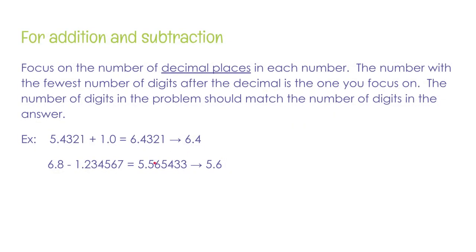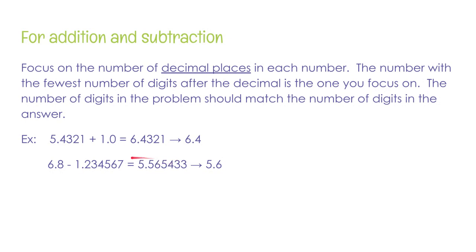That's addition. Subtraction is the exact same way. If I had 6.8 and I was subtracting 1.234567, the number I would actually get is 5.565433. I need my final answer to have the same number of decimal places as my measurement with the fewest number of decimal places, which is 6.8. That has one number after the decimal. That means my answer should have one number after the decimal.